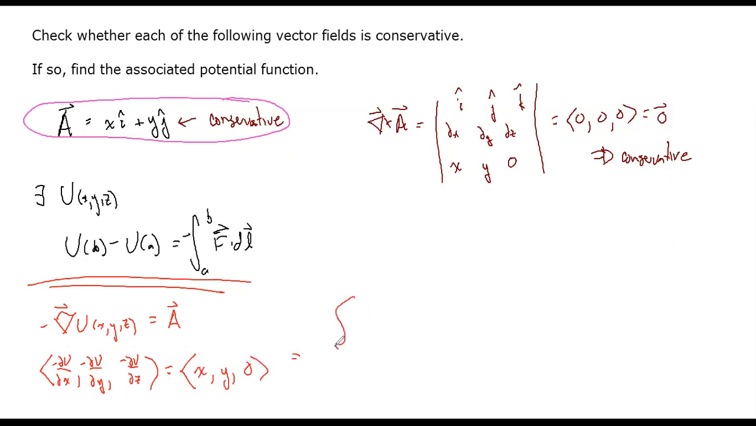And this means there are 3 individual, very easy differential equations. However, you got to remember one fact about the partial derivative. So the first component tells me this: partial u with respect to x equals x. Okay, what does that mean about u?